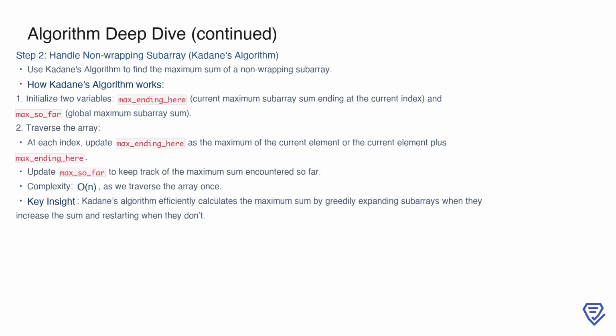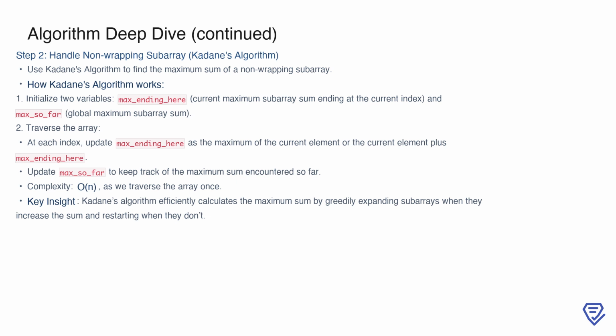To find the maximum sum of a non-wrapping subarray, we can use Kadane's algorithm, a well-known approach for solving the maximum subarray sum problem. Here's how it works. We maintain two variables, max_ending_here and max_so_far. Max_ending_here keeps track of the maximum sum of a subarray ending at the current index, while max_so_far records the highest sum encountered so far. As we traverse the array, we update max_ending_here by taking the maximum of the current element or the current element added to the previous max_ending_here.